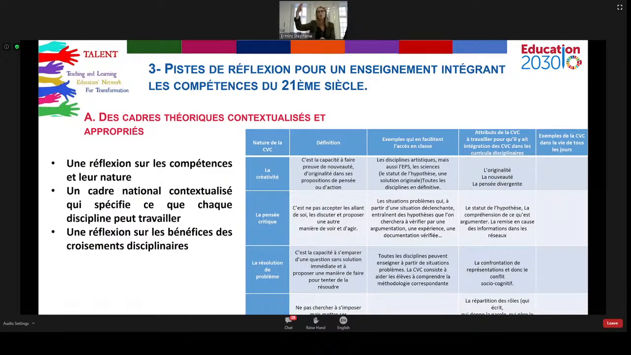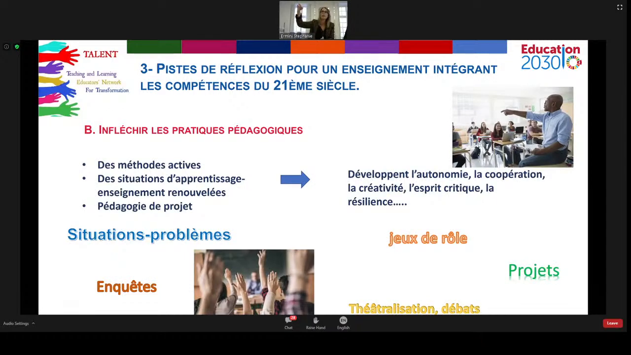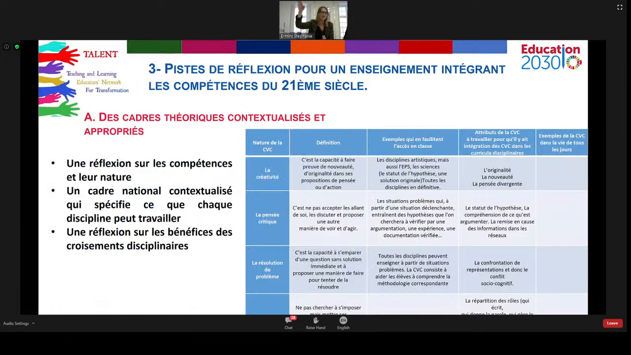teachers and inspectors, and this table shows you a sample of competencies and skills, and we can see what is the nature of the skill, the definition, the examples which make it easier to have access to it in the classroom, and what are the characteristics or the related activities which allow us to understand the meaning of this competence. And the last column to the right should be completed to propose everyday life situations that would allow you to use these skills.